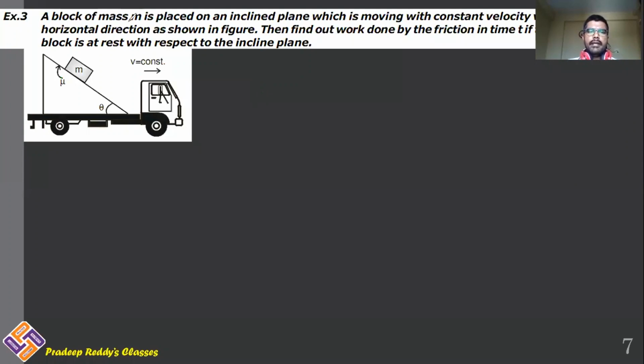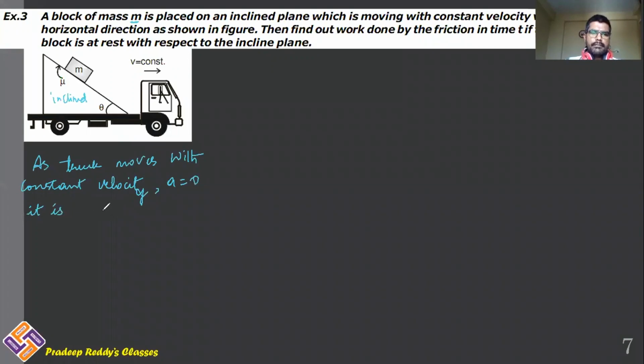You are given a block of mass m placed on the inclined plane, which is moving with constant velocity v in the horizontal direction as shown in the figure. So as the truck moves with constant velocity, acceleration is equal to 0. It is an inertial frame.